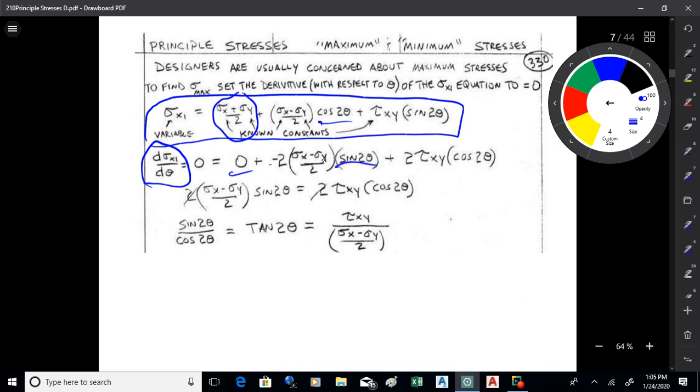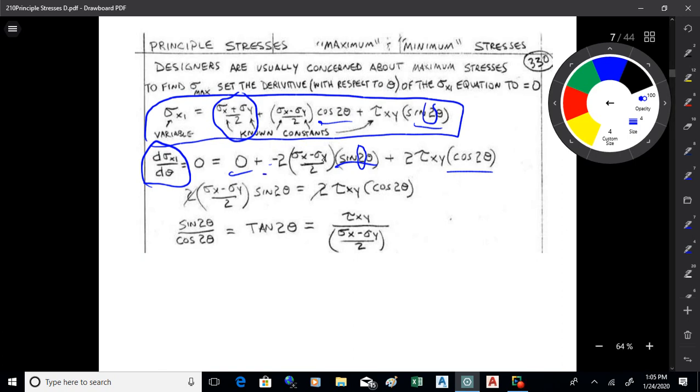And then we have that, is that chain rule? You got to pull that constant out. Yeah, chain rule. Okay, so you pull that out. So that's minus 2 times sigma x minus sigma y over 2 times sine 2 theta. And then the same sort of thing again. We're going to take the derivative of sine 2 theta, get cosine 2 theta, but we have to take the 2 and pull that out front. So we get plus 2 tau xy cosine 2 theta. All right, and that's all equal to 0, the sum of those two things.